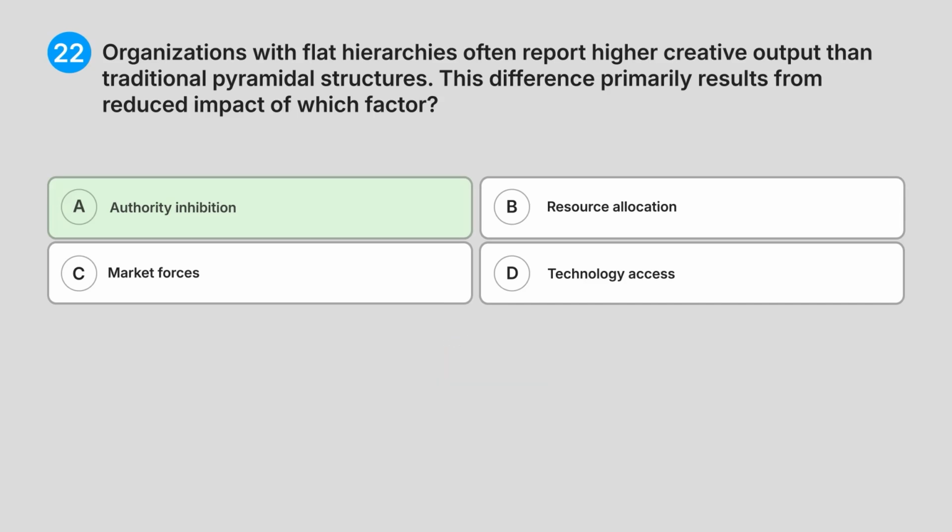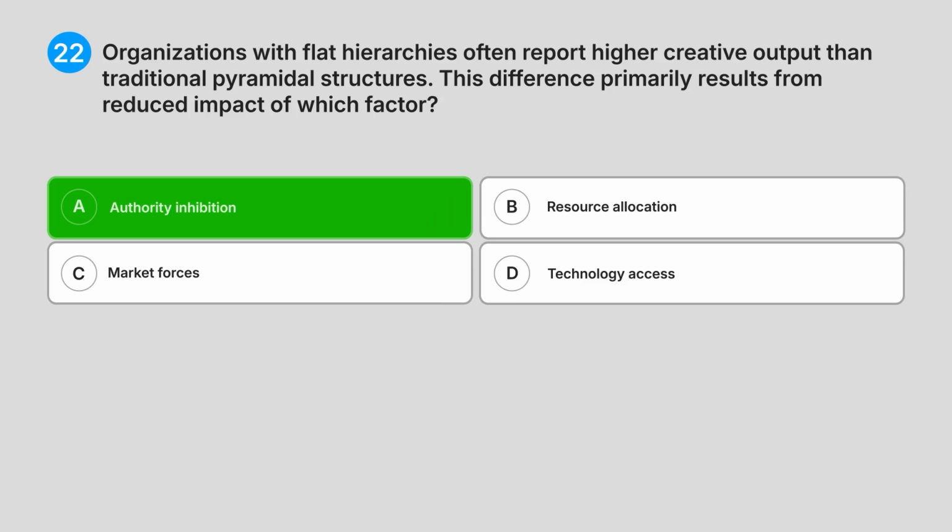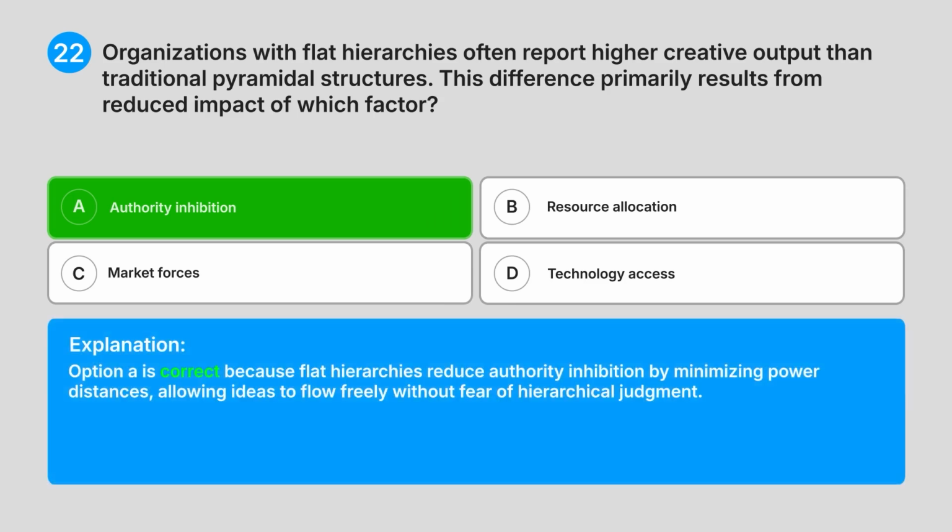Correct answer, A. Authority inhibition. Explanation. Option A is correct because flat hierarchies reduce authority inhibition by minimizing power distances, allowing ideas to flow freely without fear of hierarchical judgment.